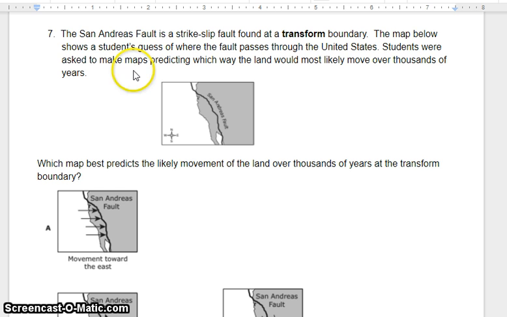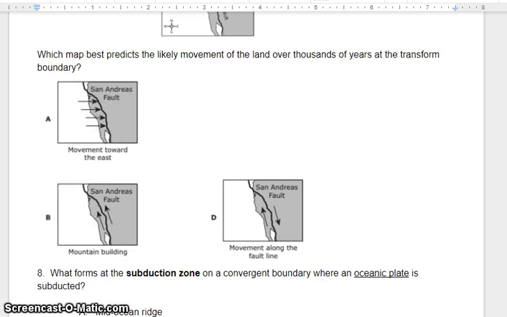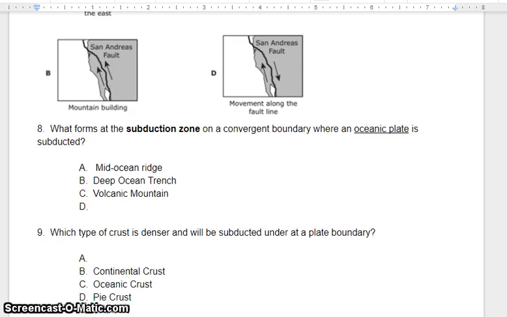Number 7. The San Andreas Fault is a strike-slip fault found at a transform boundary. The map below shows a student's guess of where the fault passes through the United States. Students were asked to make maps predicting which way the land would most likely move over thousands of years. Which map best predicts the movement of the land over thousands of years at the transform boundary? This transform boundary, B, or D?